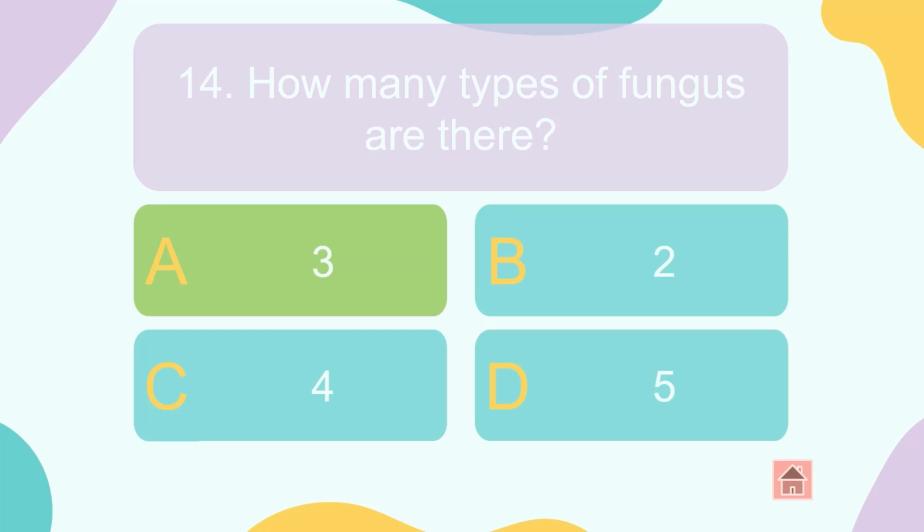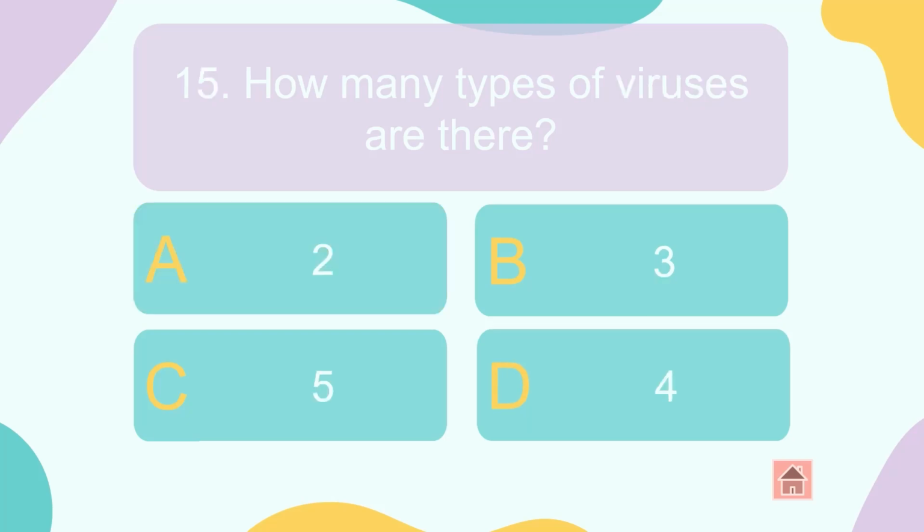Well done. Last question. How many types of viruses are there? Are there 2, 3, 4, or 5? A, B, C, or D? Okay, and the correct answer is 4. There are 4 types of viruses.